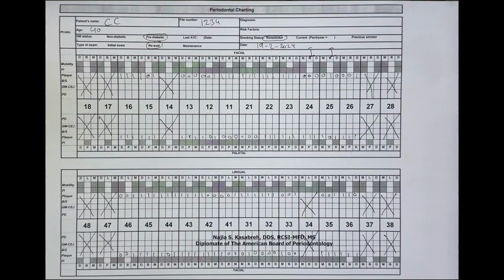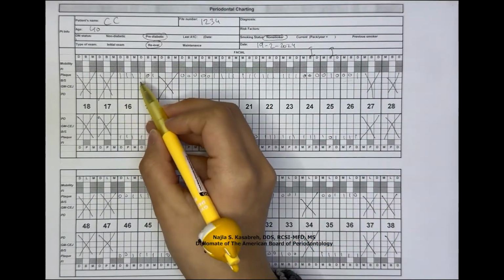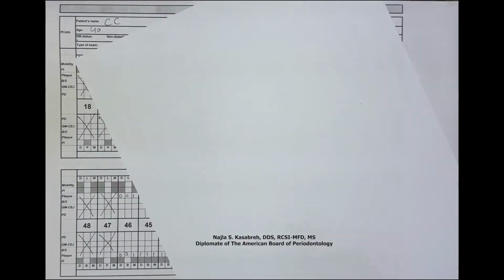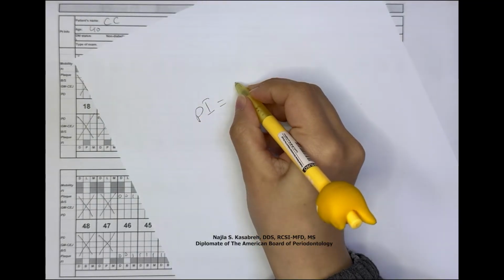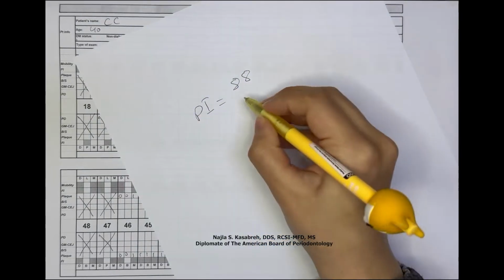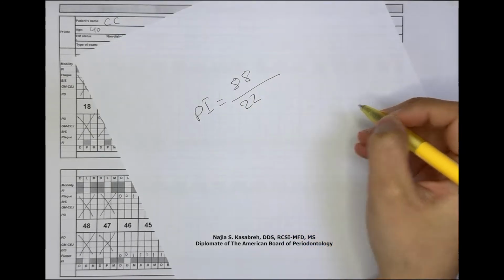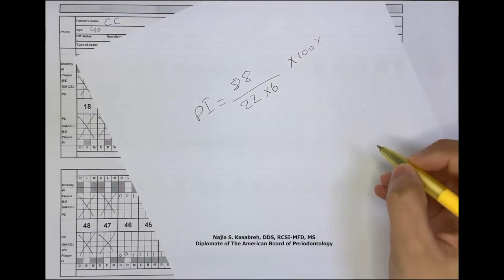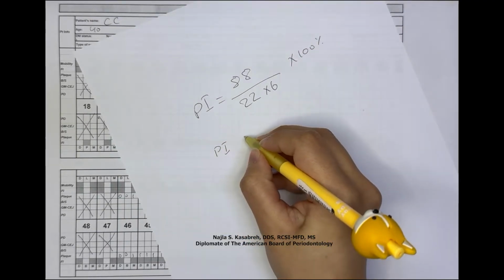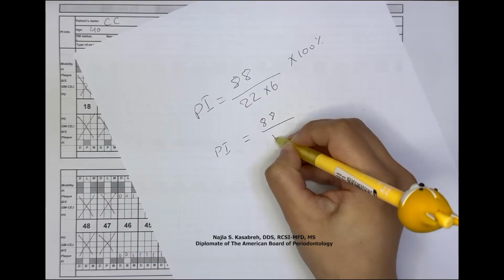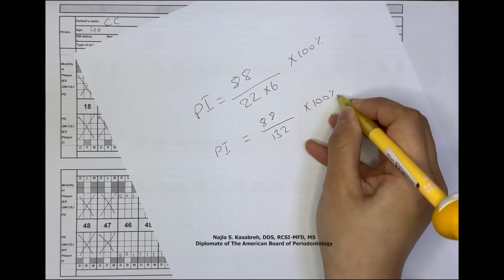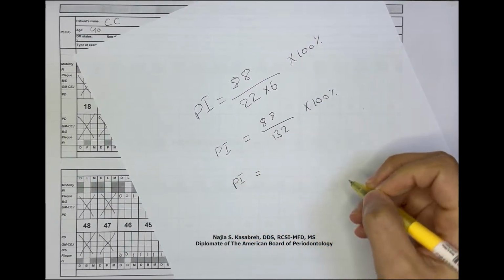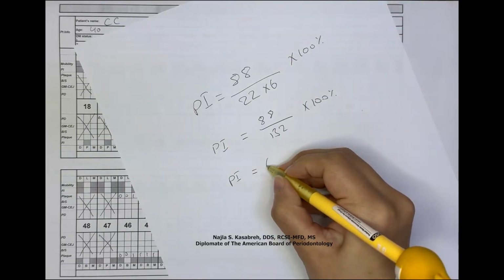Let's analyze this chart. We counted the boxes marked with 1 to indicate plaque presence. There are 88 sites with plaque, which serves as the numerator in the previous equation. Considering that there are 22 present teeth, we multiply this by 6 to determine the total number of examined sites, resulting in 132, which acts as the denominator. Therefore, dividing 88 by 132 and multiplying it by 100%, the resulting plaque score for this patient is 66%.